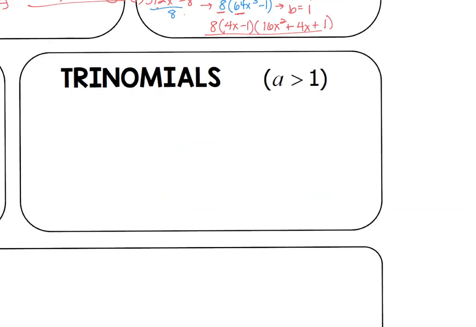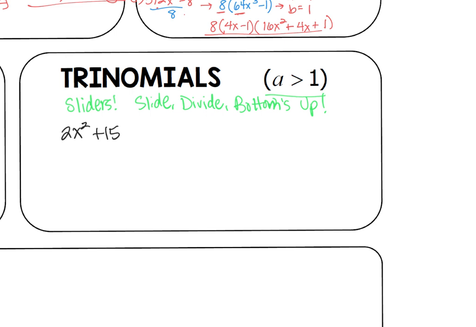And it's done. Okay, if we have 3 terms, but we have an A value that is greater than 1, that means a number in front of x squared that does not divide out. Okay, we call these in class sliders. Or we could say slide. We have to slide, divide, and then bottoms up. All right. So let's start with the example 2x squared plus 15x minus 77.